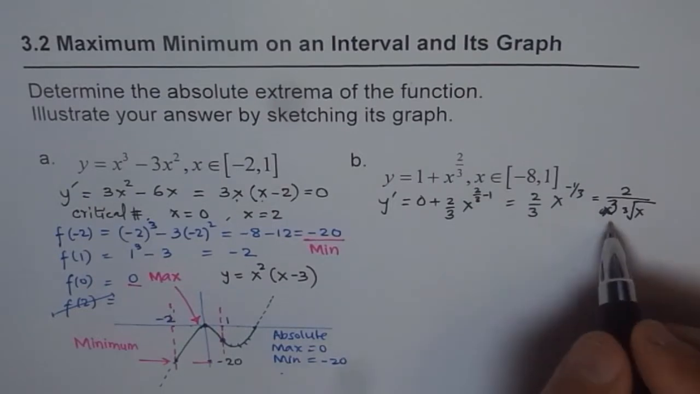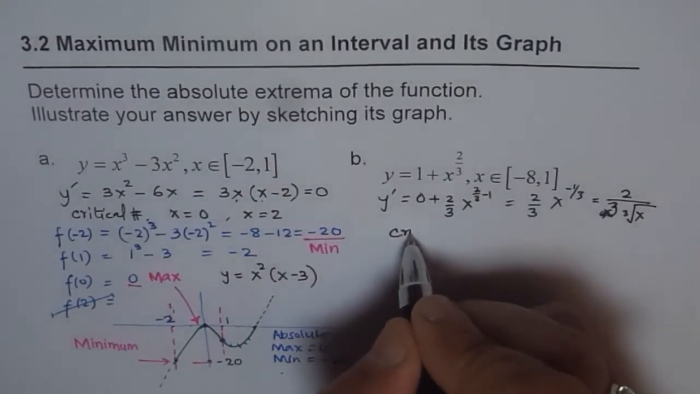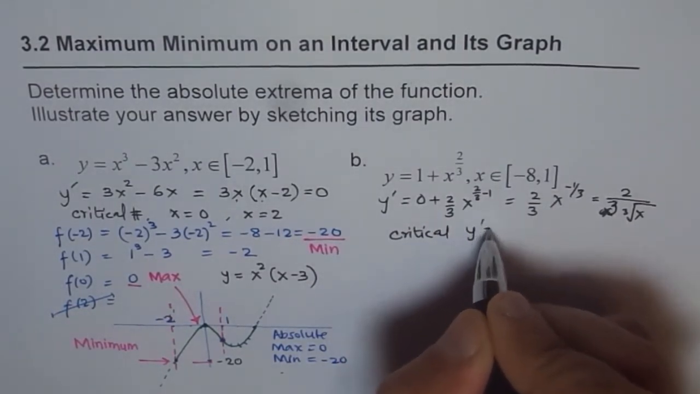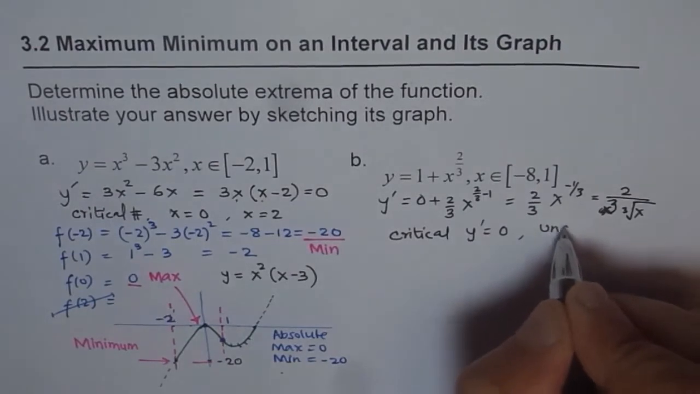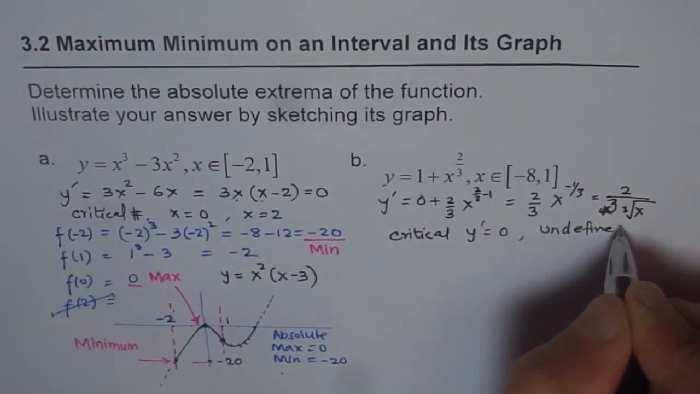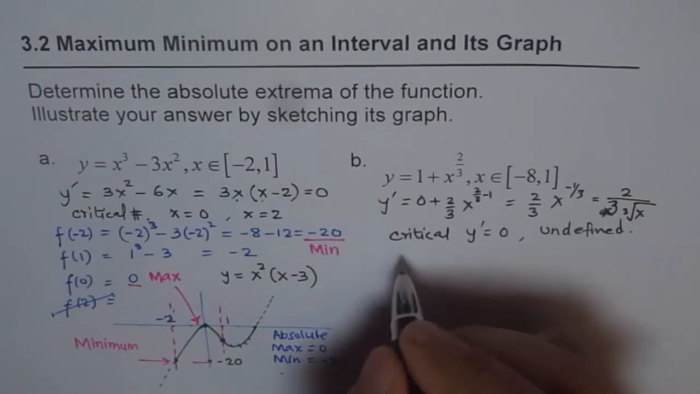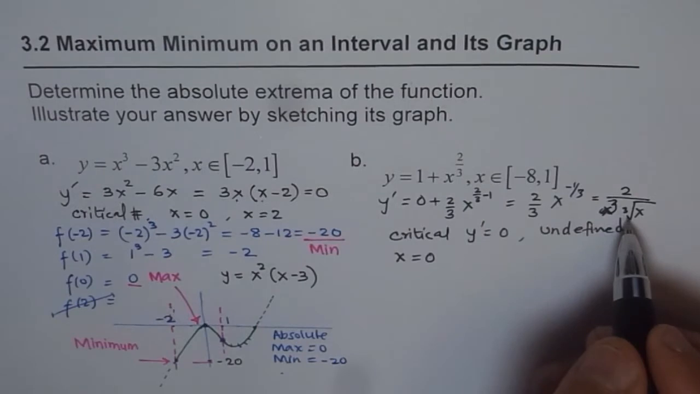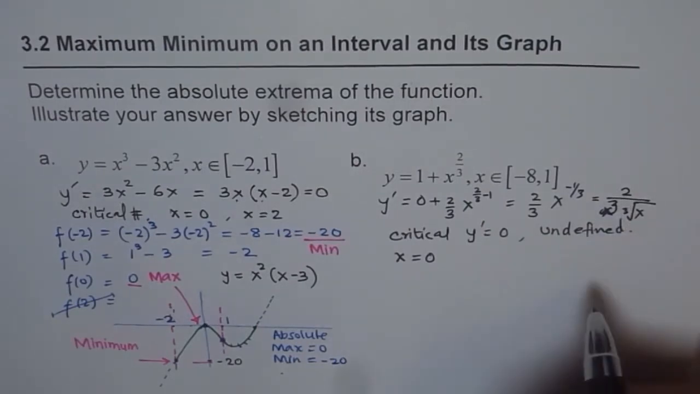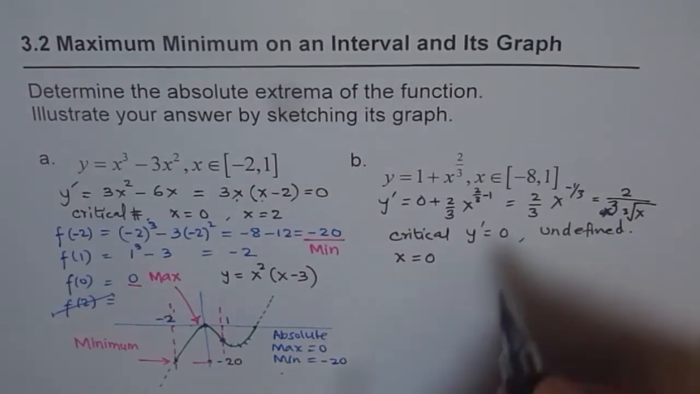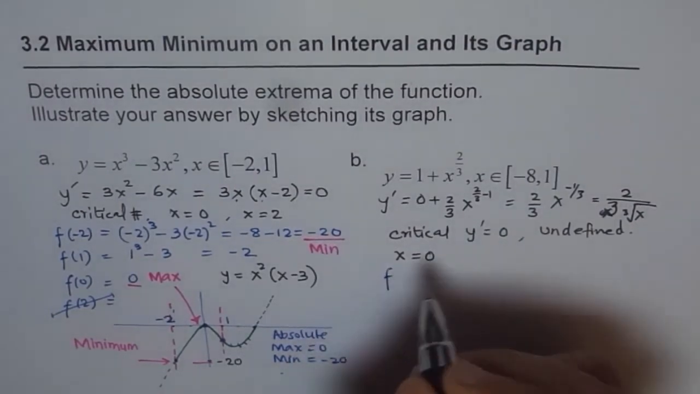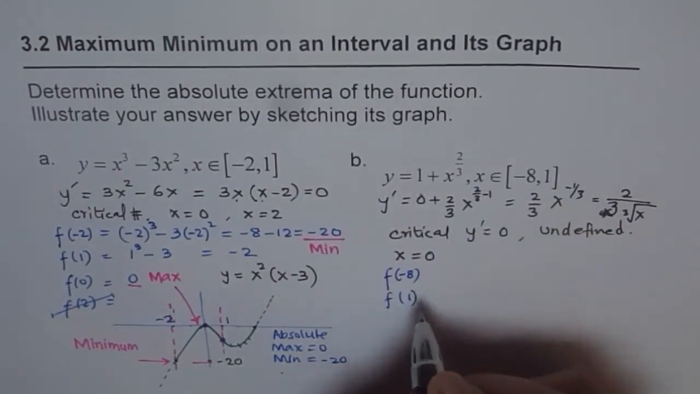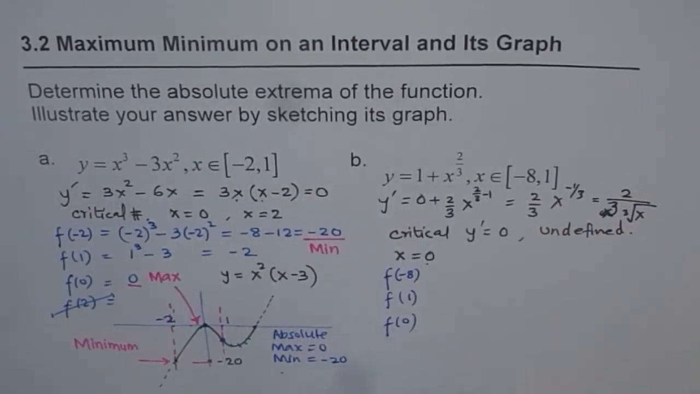So from here, what is my critical number? The critical number for us is a number for which y dash is either equal to 0 or it is undefined, right? So that is what we understand by critical number. As you can see, the critical number is at x equals 0, right? If I put 0 here, then y dash becomes undefined, something divided by 0. Now since we know our critical number, we need to test the values at boundary conditions, which are minus 8 and 1, and also at the critical number, which is 0 for us, correct?